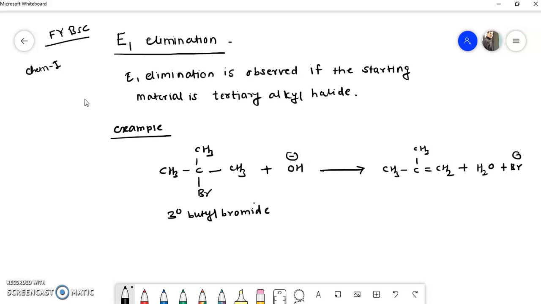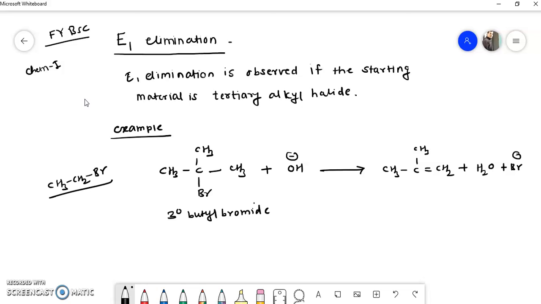If instead of tertiary butyl bromide we take simply ethyl bromide, CH3CH2Br, as I took in the previous video, then E2 elimination occurs. But if we take tertiary butyl bromide, then there is an E1 elimination reaction. Why this depends upon the starting material will be understood by studying the mechanism of this particular reaction.